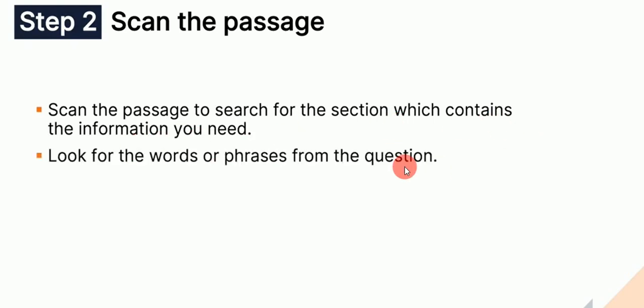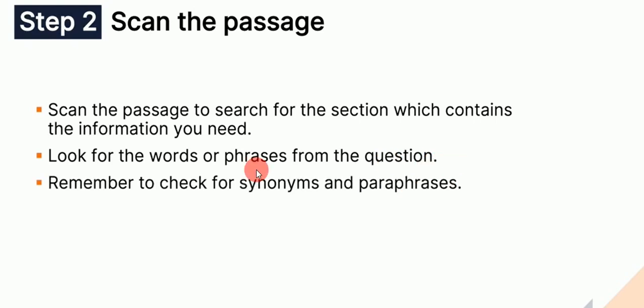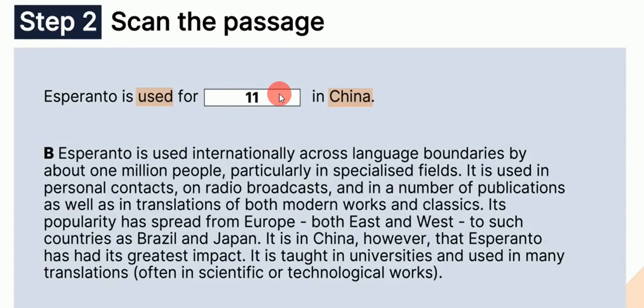After you have decided which word form you need for each sentence, you should scan the passage to search for the section which contains the information you need. To do this, you should look for words or phrases from the question. And of course, as you already know, you need to check for synonyms and paraphrases of these words. Let's look at question 11 again. One keyword is China. This is a difficult word to change, so it is a good word to scan for. Another keyword is used. This could be paraphrased or changed. Can you think of any synonyms for used?